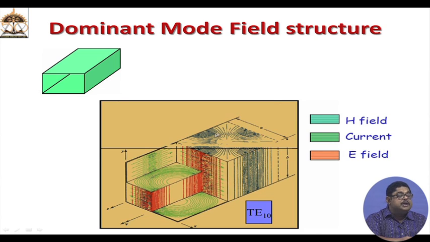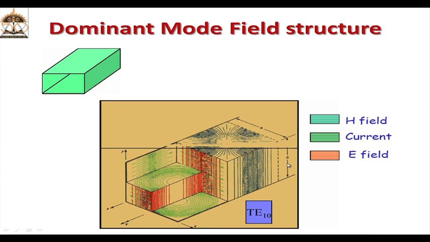Whereas, magnetic field, you see on the top wall the magnetic field is like this, and in the central portion there is no magnetic field. Also in the side wall, you see at the center there is a very high value of magnetic field, gradually at the sides it is there. This whole structure repeats after every lambda g by 2, okay? And currents also we have seen.